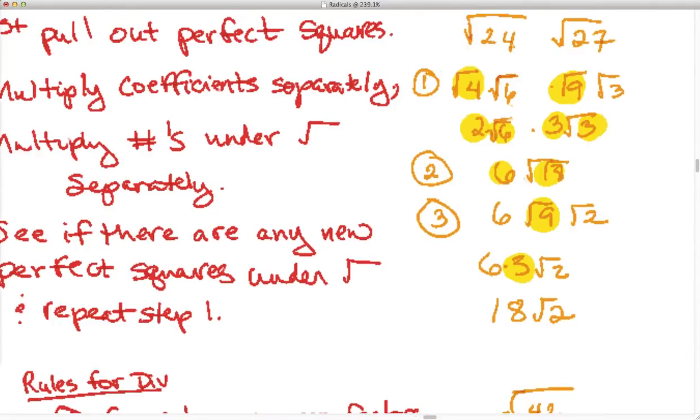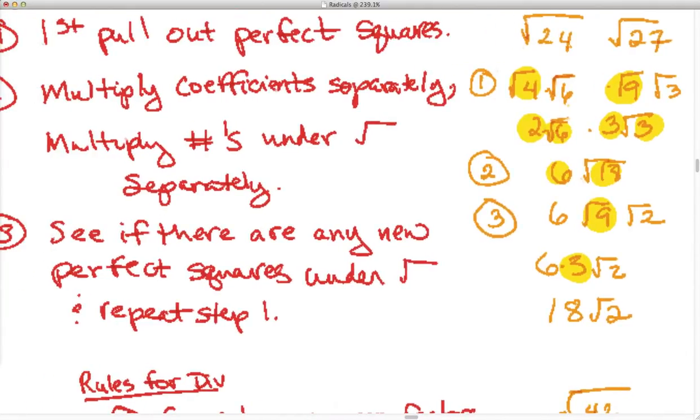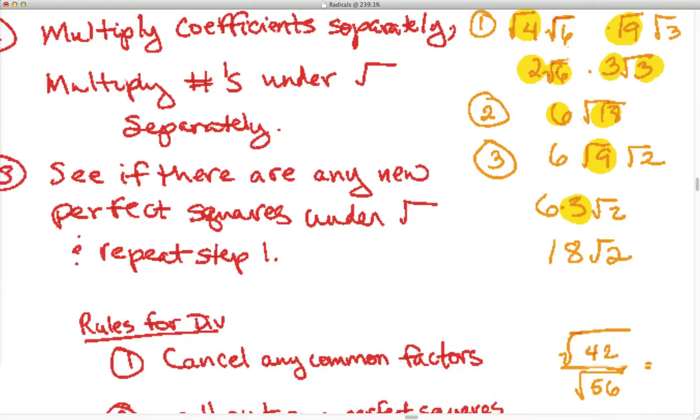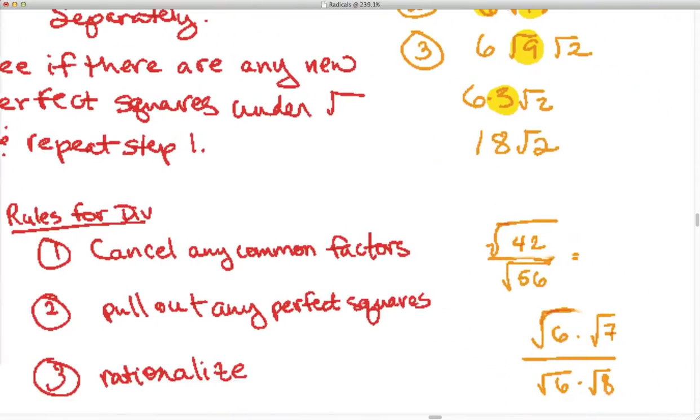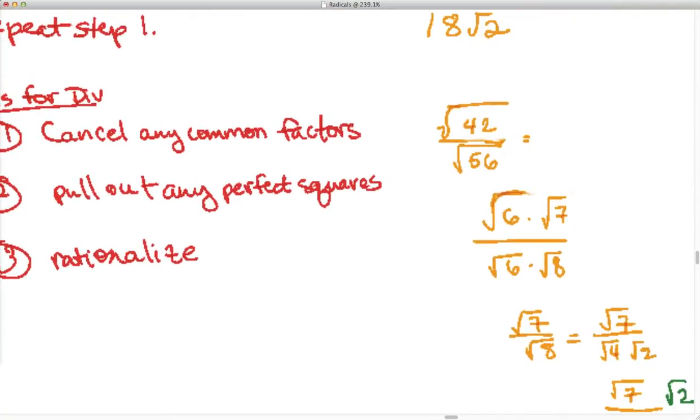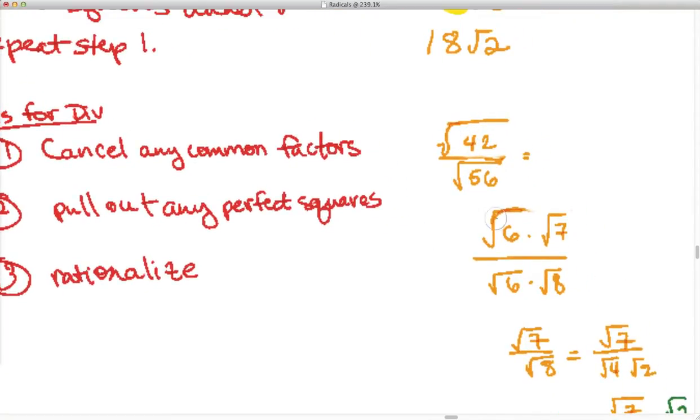So that's basically it for multiplications. Pull out the perfect squares, multiply the coefficients, the radicals, pull out perfect squares again. Now for division, what you want to do is cancel any common factors that might be there. Let's bring it down to small, easy numbers if we can. Notice that both of these numbers have a root 6 common, and the root 6's will cancel, and you'll be left with root 7 over root 8.